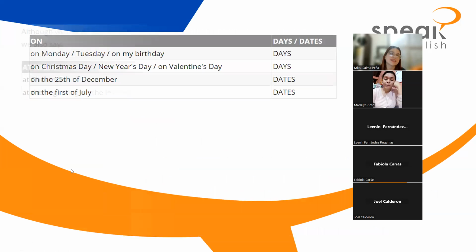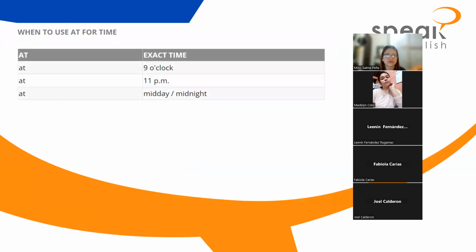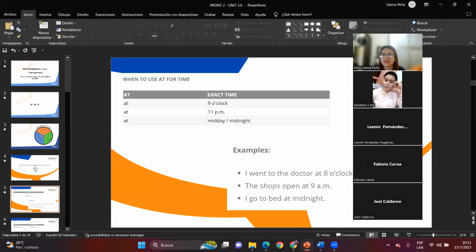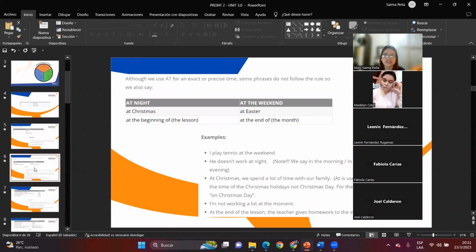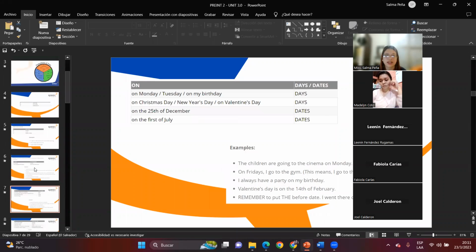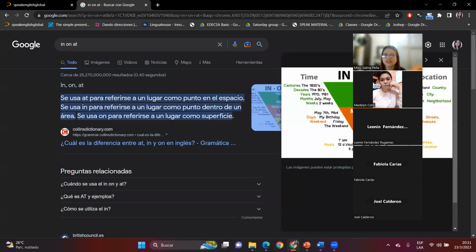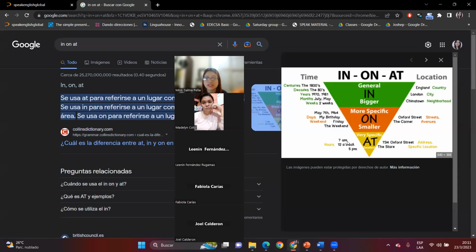So if we go back, we have at for exact time. Remember, a specific hour and a specific moment during the day. And we have these exceptions: at Christmas, at Easter, at the beginning of, at the end of. That's how we use it. At is very, very specific: 7 a.m., 12 o'clock, 5 p.m. Most of the time with hours or specific periods during the day.